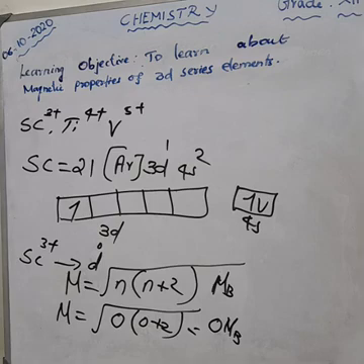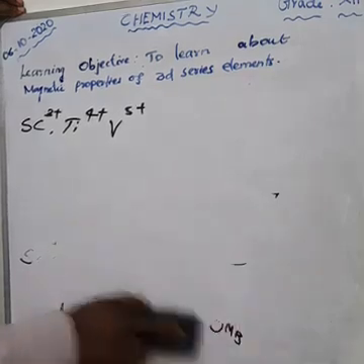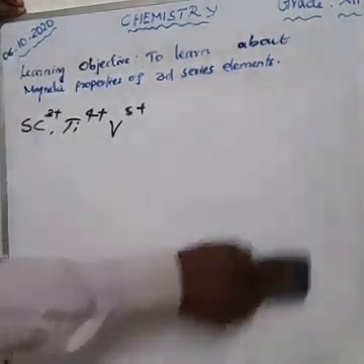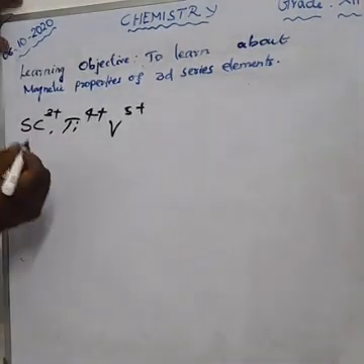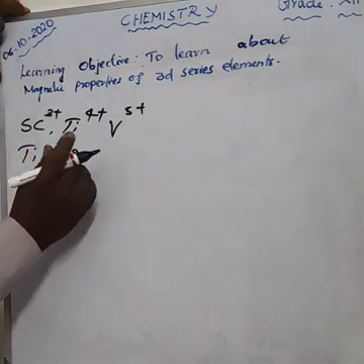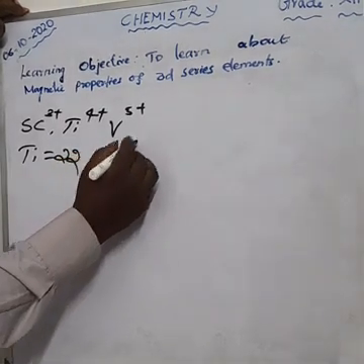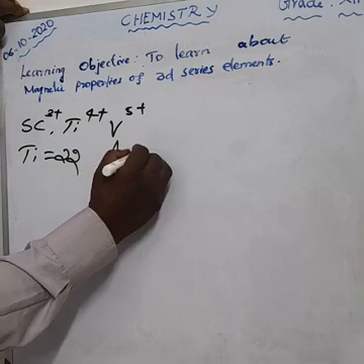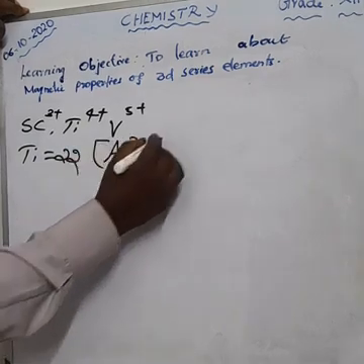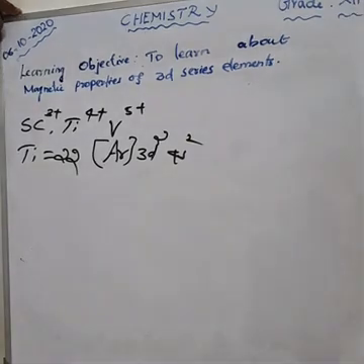Previously I told you about diamagnetic: all electrons are paired, we say diamagnetic. Okay. Next, about titanium. This is another one-word question. Titanium, the atomic number is 22. What is the electronic configuration of titanium? Argon 3d2 4s2. Clear? Argon 3d2 4s2.